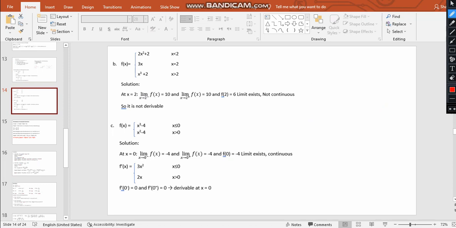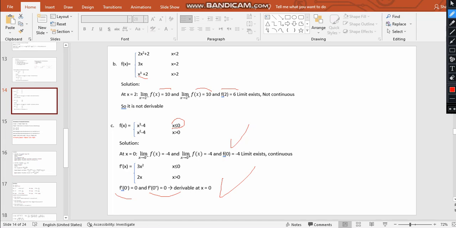2 minus, it's 10. 2 plus, if you do 2 plus 10, f of 2 is 6. So since it's not continuous, directly it's not derivable. No need to continue. However, if you do here at 0, it's minus 4 equal f of 0, because here you have equal. So it is continuous. If you do the derivative, 3x squared and 2x at 0, f prime of 0 minus equal f prime of 0 plus is 0. So here it is derivable.